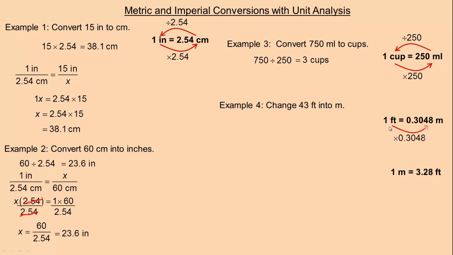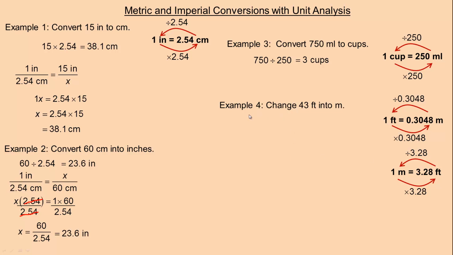If I was going from feet to meters here, I'd be multiplying by 0.3048. If I was going from meters to feet, I would be dividing by 0.3048. If I'm using this one to go from meters to feet, I would be multiplying by 3.28. If I was instead going from feet to meters, then I'd be dividing by 3.28.